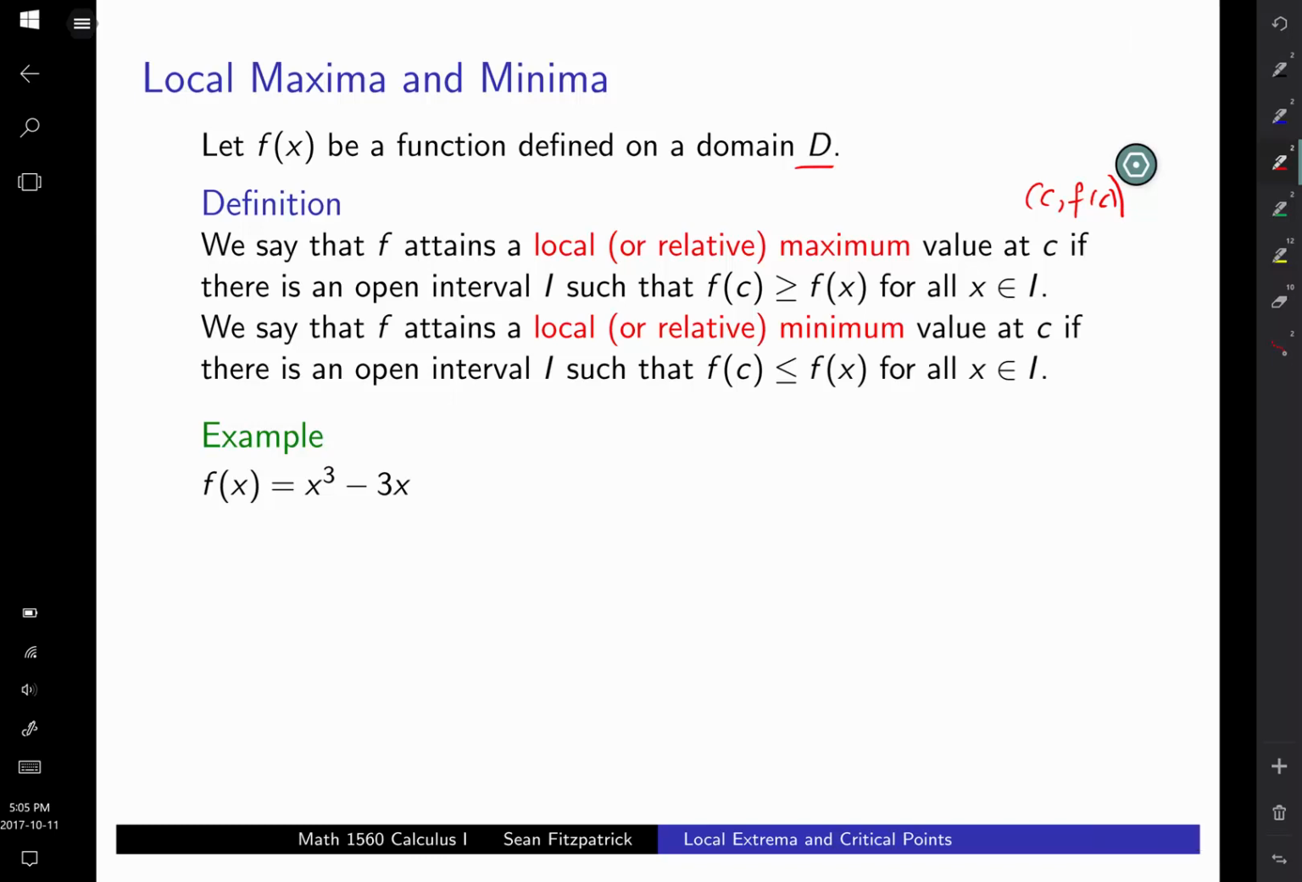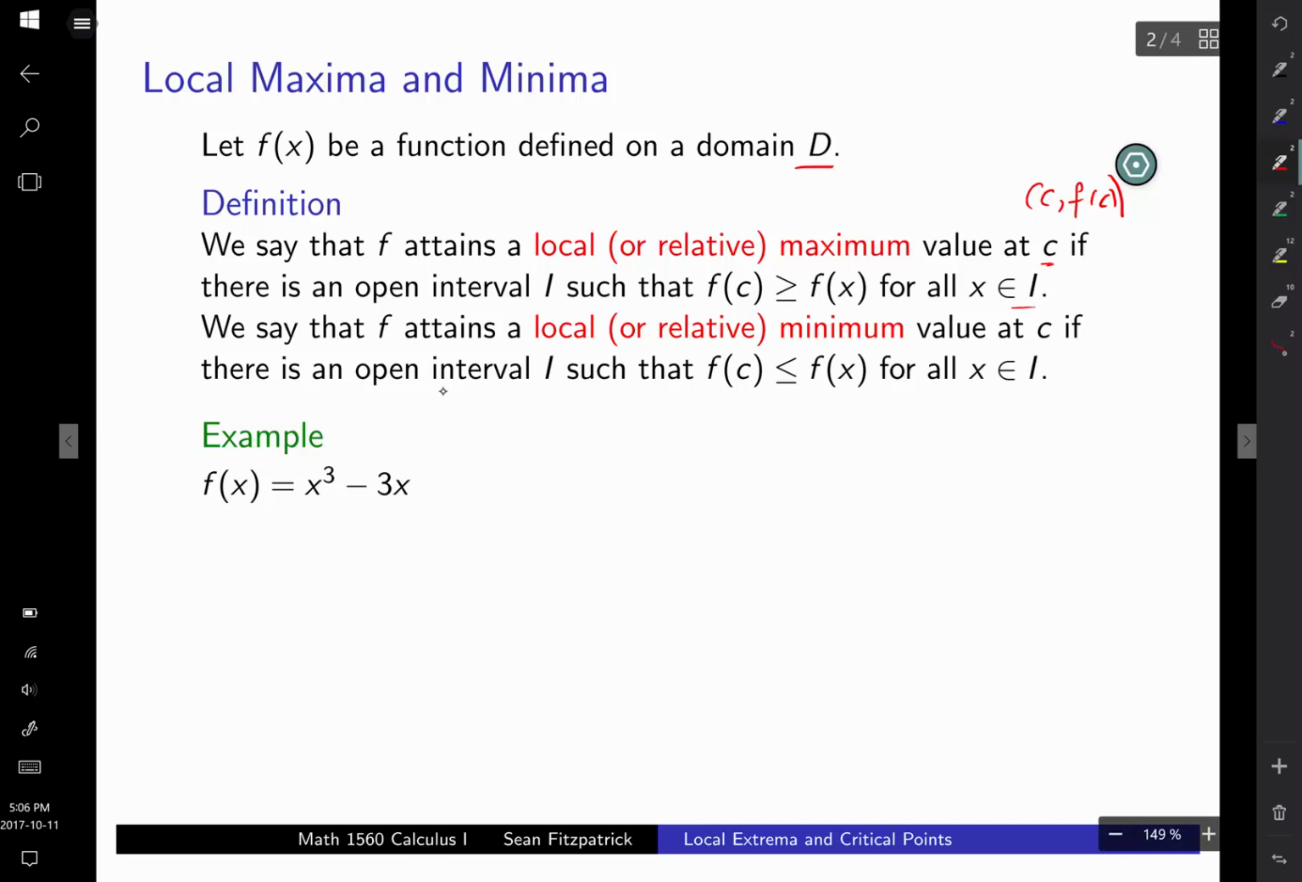So when do we get that local max? We get that local max value if you can find an interval around this point C so that f of C is the biggest value on that interval. So maybe not on all of D, but it's the biggest value at least on this interval I. Similarly, for the local minimum, you have a local minimum value if it's the smallest value you see on some interval.